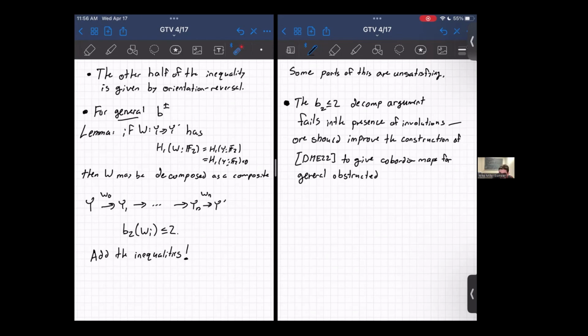This would already be interesting in the case of just integer homology spheres. Cobordism is H1 is trivial with Z coefficients, so we can get rid of all this homological stuff, but B plus is arbitrary. And that's already quite difficult.